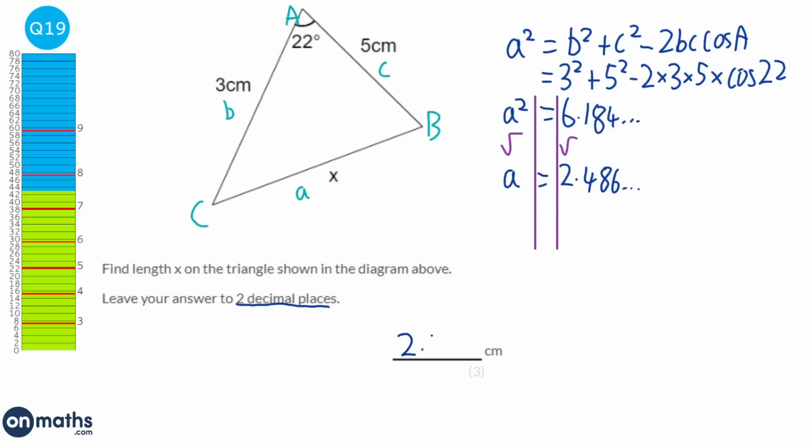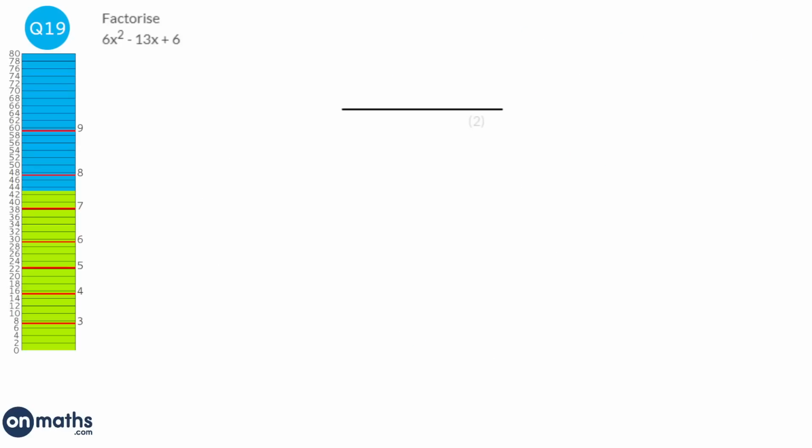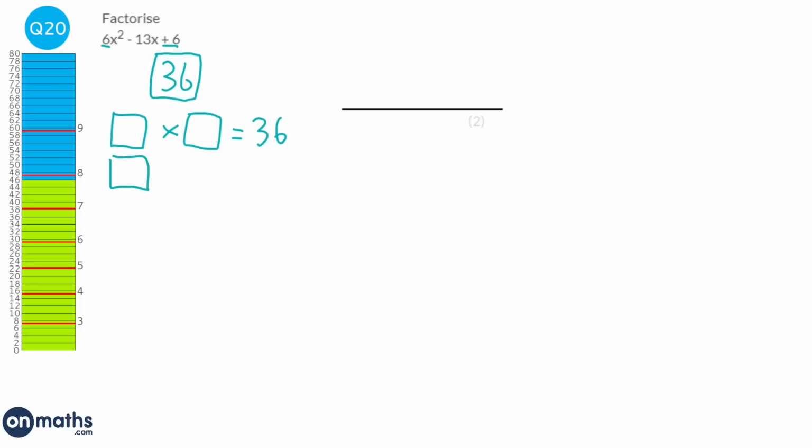So we're going to first of all multiply the coefficient of the x squared and the number on its own together to make our target number. 6 times 6 is 36. And what we're going to have to do is find two numbers that times together to make 36. But we've also got to find two numbers that add together to make the coefficient of the x, so minus 13.